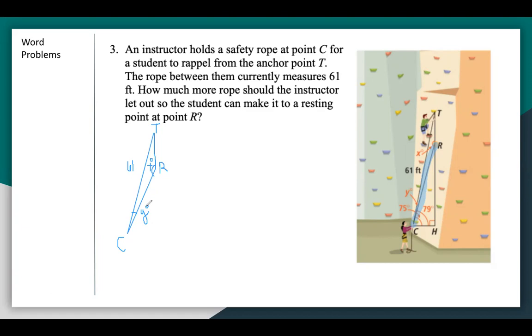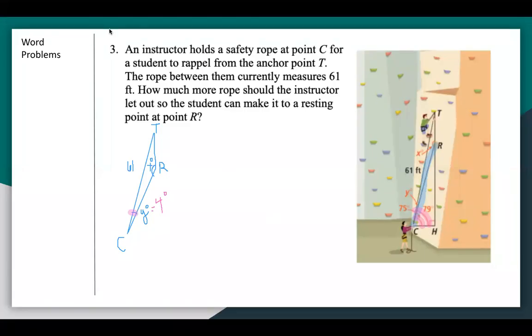Now, taking a look at this, I can notice one thing. If I look at the big triangle, it says that this angle right here is 75, but the entire angle is 79. Well, that must mean then that y is the remaining part of the 79 in comparison with the 75, which must mean y is 4 degrees. This is going to be 4 degrees.